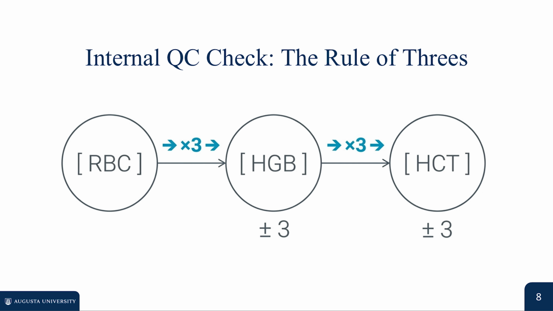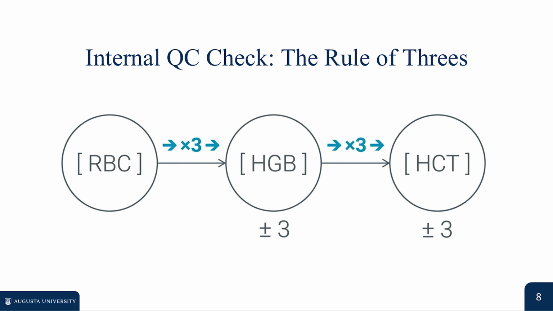While reviewing CBC results from our automated analyzer, we utilize the rule of threes as an internal quality control check for sample results. Under normal physiological conditions, the RBC count multiplied by 3 should approximate the hemoglobin concentration within a plus or minus 3 margin. Furthermore, multiplying the hemoglobin by 3 should approximate the hematocrit percentage within a plus or minus 3 margin. If a patient's results fail this mathematical relationship, or if the calculated MCHC exceeds 36.0 grams per deciliter, the results must be held and investigated further.